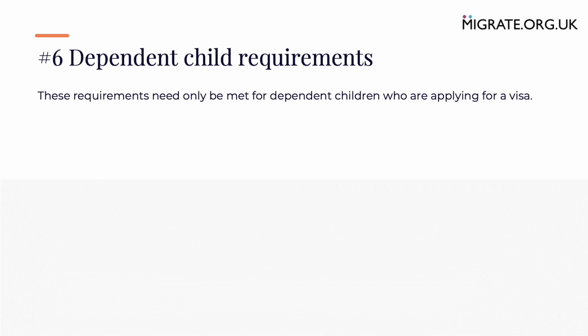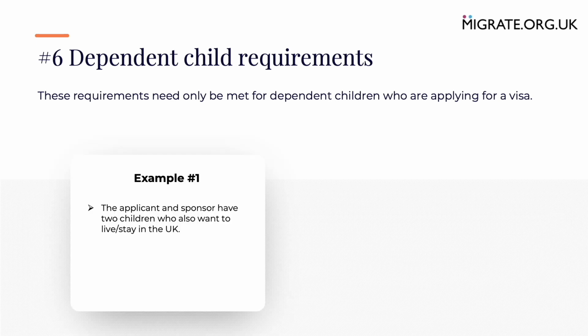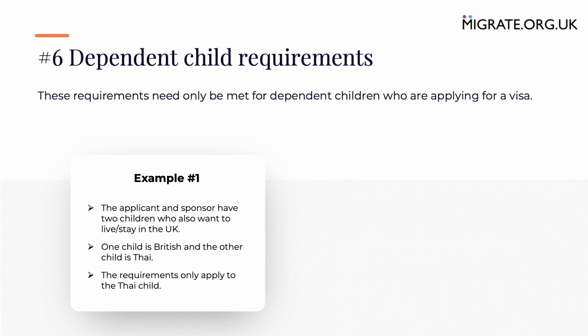The first thing to note here is that these requirements only apply to dependent children that are applying for a visa. For example, the applicant and sponsor have 2 children who also want to live and stay in the UK. One child is British and the other child is Thai. Since British citizens do not need to apply for any UK visas, the requirements only apply to the Thai child.